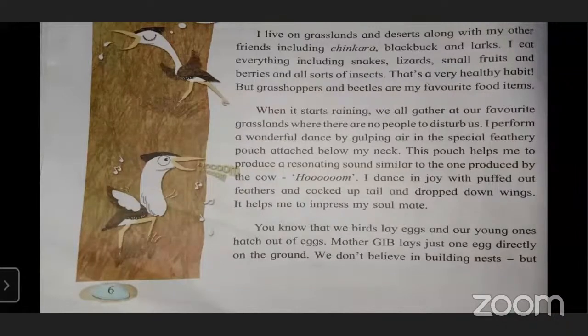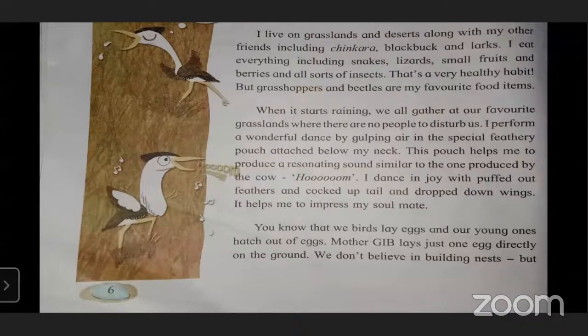deserts along with my friends, including chinkara, blackbuck, and larks. I will show you the pictures of chinkara, blackbuck, and larks also. Where the bustard lives, they live on the grassland. Wherever there is grass and deserts, they live over there, with their other friends, including chinkara. So who are the other friends? Chinkara, blackbuck, and larks.